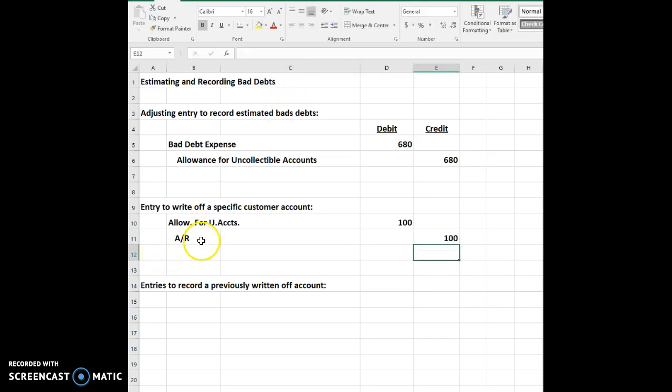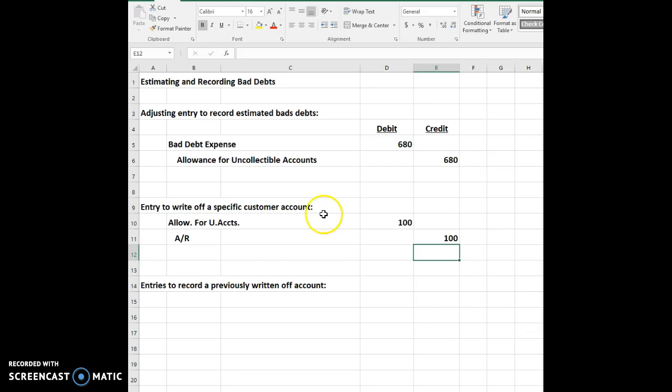Now, a common mistake, as I mentioned, is that sometimes people will try to debit or credit bad debt expense, or maybe try to debit or credit cash, but those accounts are not affected. When you write off a specific customer account, you debit the allowance for uncollectible accounts for that amount and credit accounts receivable, and that writes the account off.